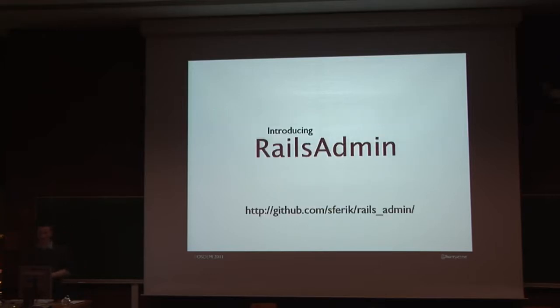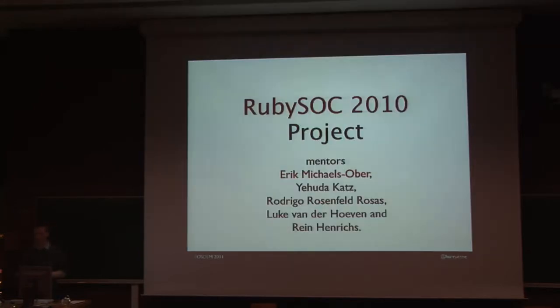So, introducing railsadmin. You can find the code on GitHub at that address. As I said, it's a Ruby Summer of Code 2010 project. My main mentor was Eric Michael Albert, so it was a very, very nice collaboration between us. Also, a lot of important people from the Ruby on Rails community contributed to this project as mentors, like Yehuda Katz and all the people mentioned.